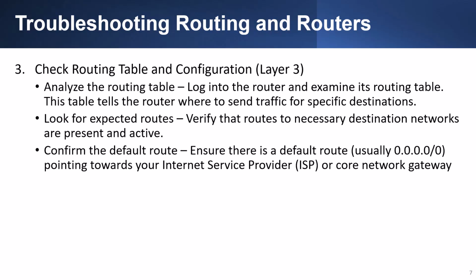Check routing tables and configuration. Analyze the routing table. Log into the router and examine its routing table. This table tells the router where to send traffic for specific destinations. Look for expected routes. Verify that routes to necessary destination networks are present and active. Confirm the default route. Ensure there's a default route, which is usually 0.0.0.0/0, pointing towards your Internet Service Provider, or ISP, or core network gateway.